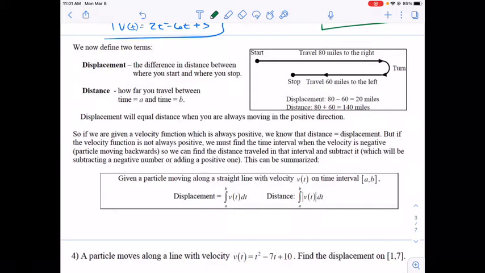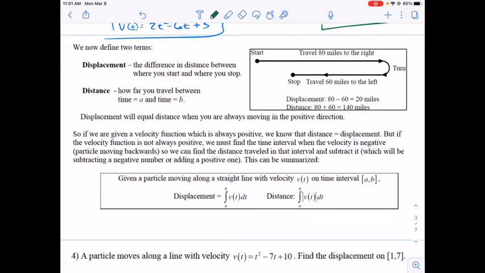So remember, displacement can be negative. It depends on your relationship to where you start. Your distance is always positive, so you're always adding up those values. If we're given a velocity function which is always positive, we know the distance is going to equal displacement. But if the velocity function is not always positive, we must find the time interval when the velocity function is negative, which means the particle is moving backwards. Then we can find the distance traveled in that interval and subtract it, which is subtracting a negative number or adding a positive one.